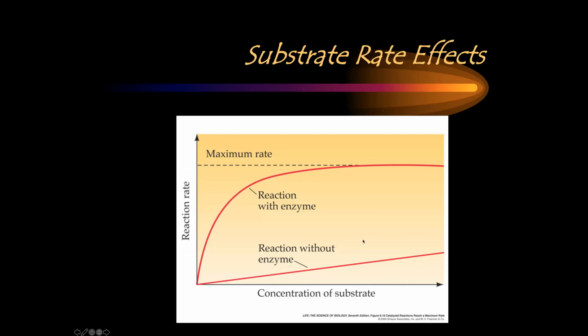Substrate rate effects. Enzyme reaction rate is a function of the substrate concentration up to a point. There is a maximum rate for any reaction. Without an enzyme, it's very slow. With an enzyme, it's very fast. And the maximum rate is reached at a fairly low concentration of substrate.